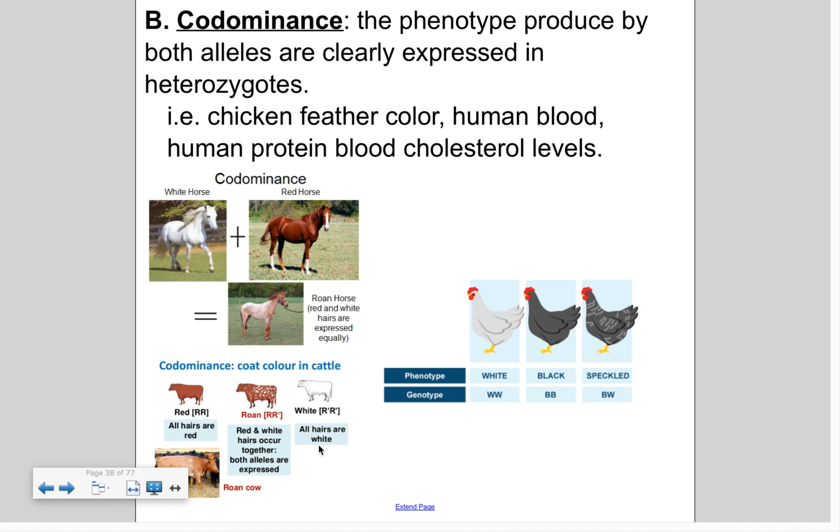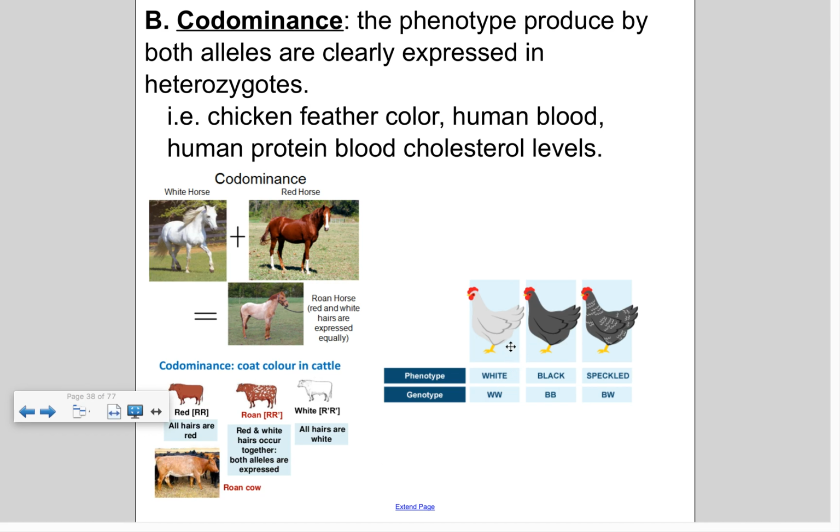I'm really surprised they don't mention roan cattle. Maybe this is not an example anymore, but I'm going to include it. So a roan horse or a roan cow, if you were to zoom in on their fur, you wouldn't see this color that you're seeing. You would actually see individual red hairs and individual white hairs. And far away, that's the color that you perceive. Again, if you zoom in, you would see that both hairs are expressed equally. So here we have a cow, red and white hairs that occur together. Both alleles are being expressed. This would be considered a roan cow or codominance example.